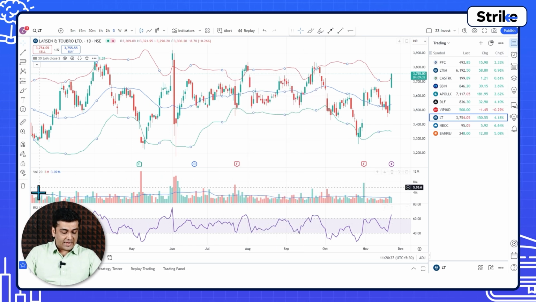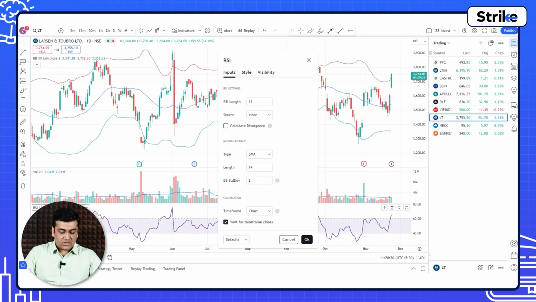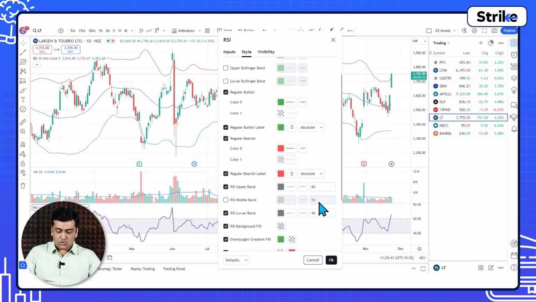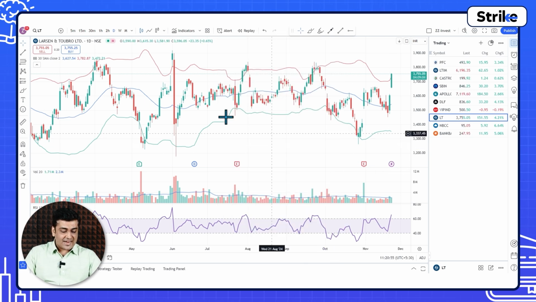All right. And in RSI, by default, the setting will be 14. We will convert it into 13. We can also add a moving average line, but that's still not required. All right. And our overbought and oversold level, the RSI upper band will be at 70 by default. We will change it to 60, and RSI lower band, we will change it to 40. All right. So let's get started.